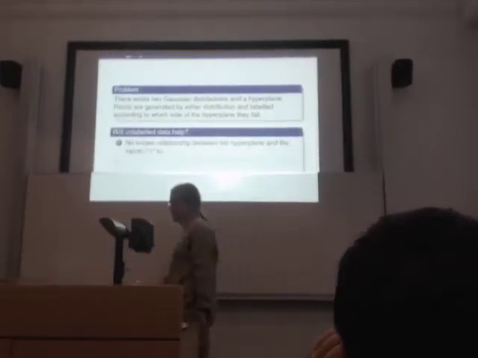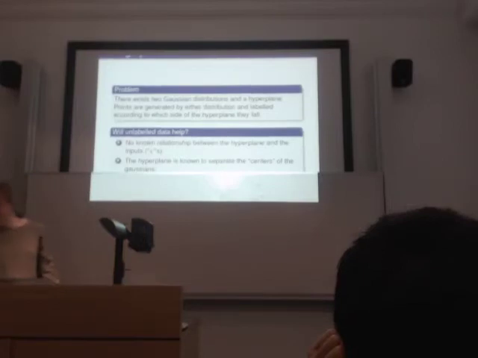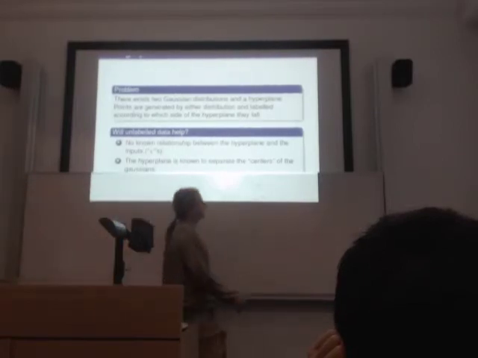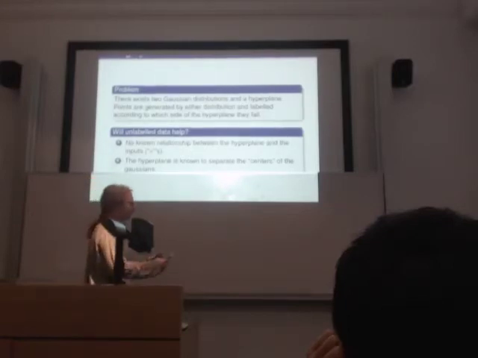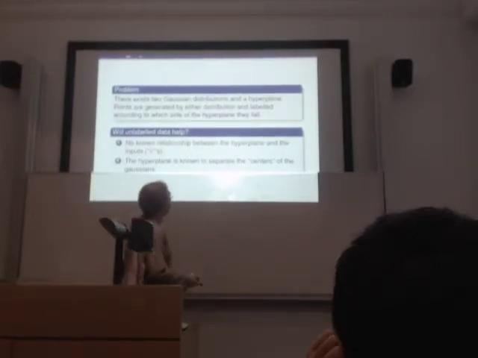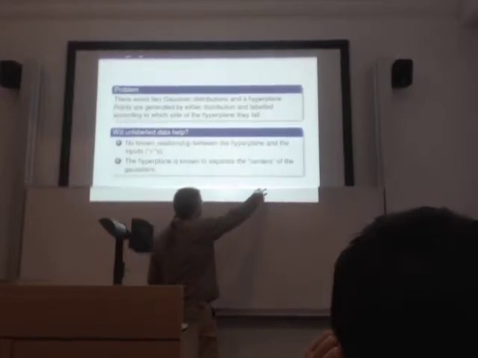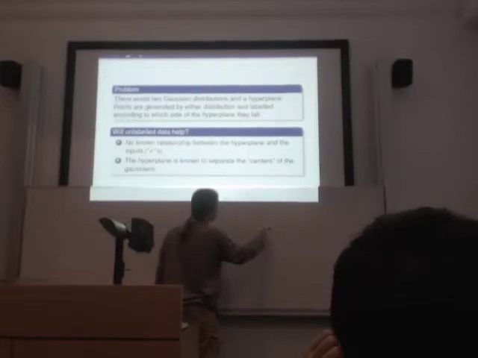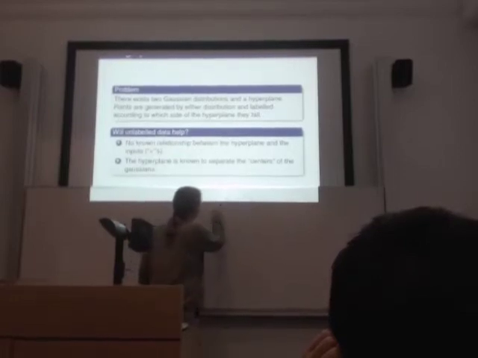But now let's consider the other scenario. Suppose we know something about the learning setup of the problem. Sometimes the distribution of the x values has nothing at all to do with the y values, like in this instance, where you have some random distribution but the thing you're labeling doesn't depend on that distribution. But instead, we say that the hyperplane is known to separate the centers of the Gaussians. So maybe this is one center, and maybe this is the other center. If we know the hyperplane separates them, everything over here is labeled minus, and everything over here is labeled plus.